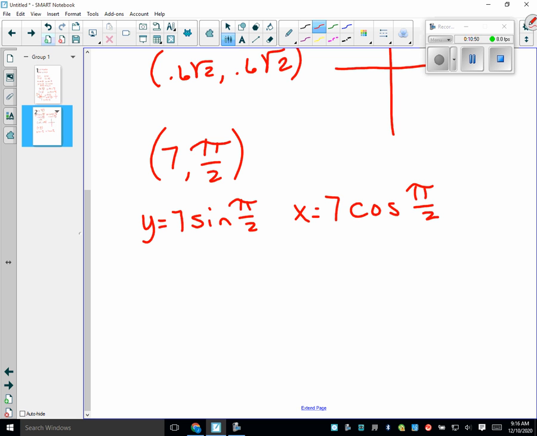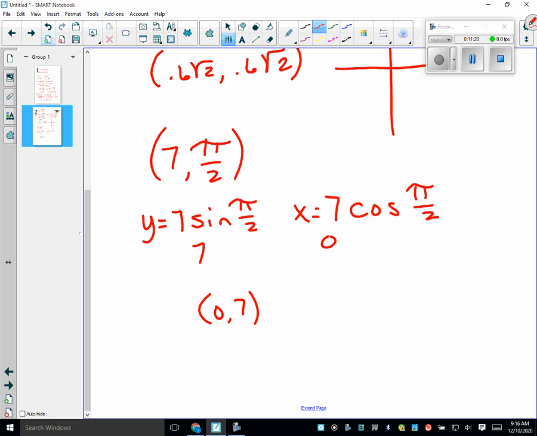Okay, what is the sine of pi over 2? Think about the sine graph. 1. So y is 7. What is the cosine of pi over 2? 0. So x is 0. So my point is (0, 7).